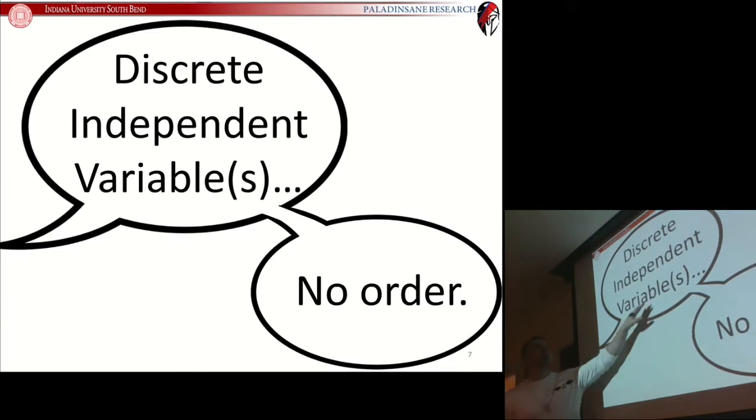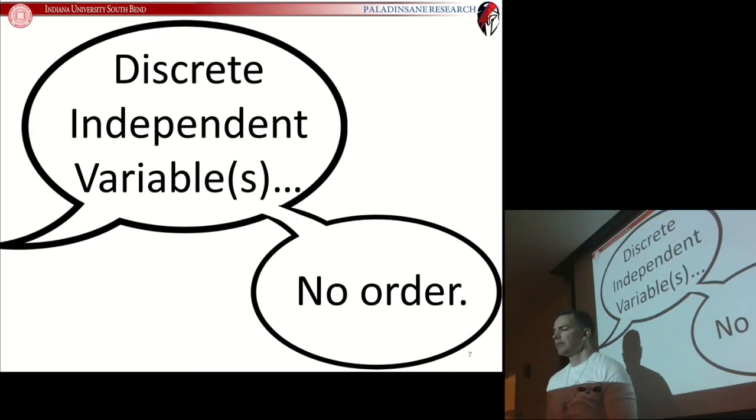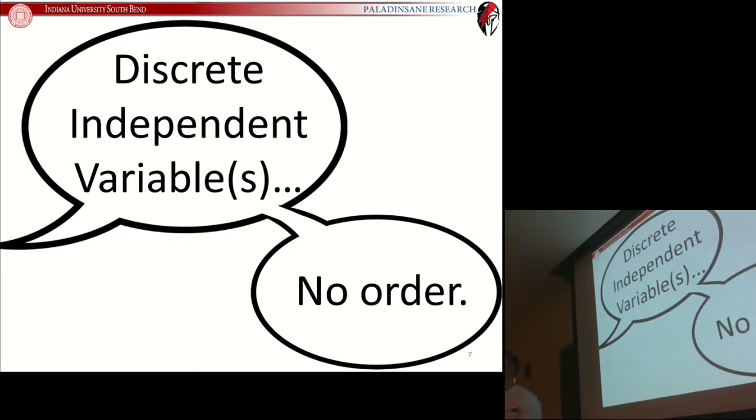What we're talking about here are discrete independent variables that have no order. And the classic example is male or female. You can't put that in order of increasing gender, right? It makes no sense to say females are more gender than males are, or vice versa.